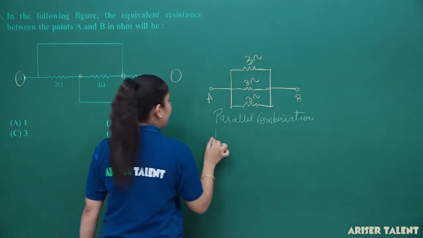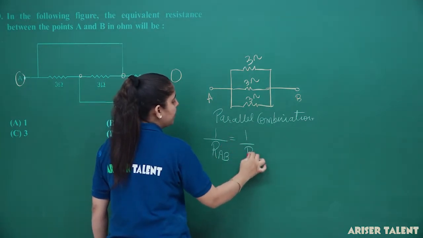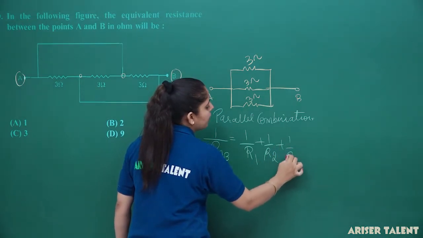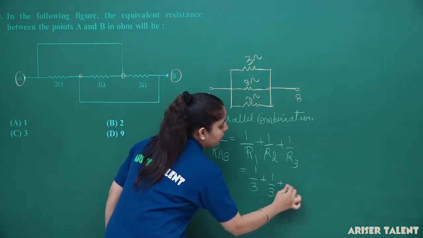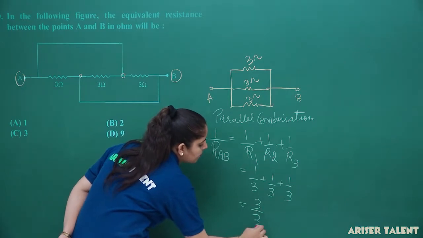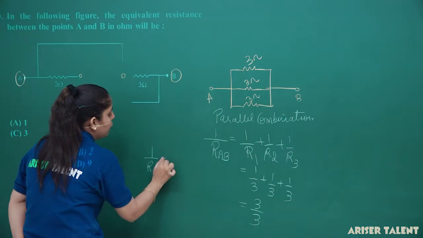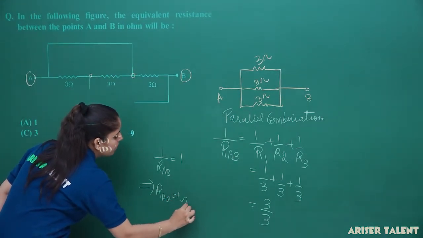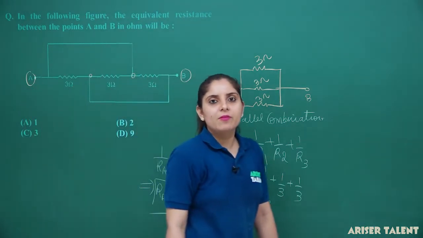For parallel combination, 1 upon RAB, that is R equivalent, will be equal to 1 upon R1 plus 1 upon R2 plus 1 upon R3. It is equal to 1 upon 3 plus 1 upon 3 plus 1 upon 3 and it came out to be 3 upon 3. So 1 upon RAB equal to 1. So RAB will be equal to 1 ohm. So what is the equivalent resistance between point A and B? It came out to be our 1 ohm.